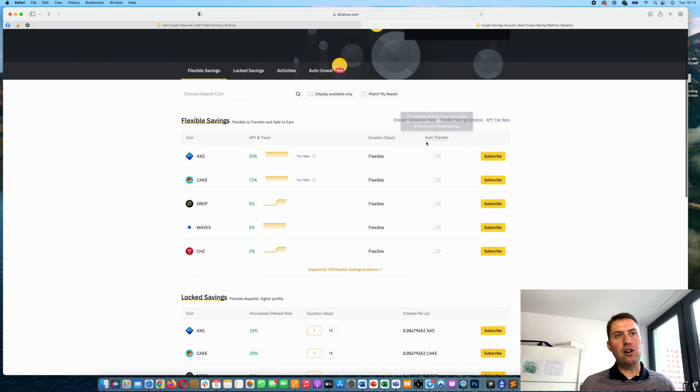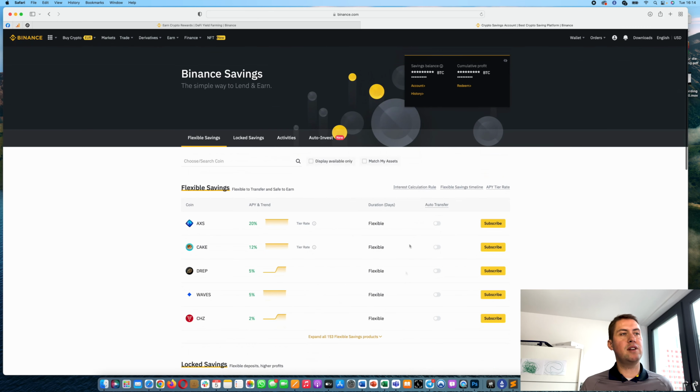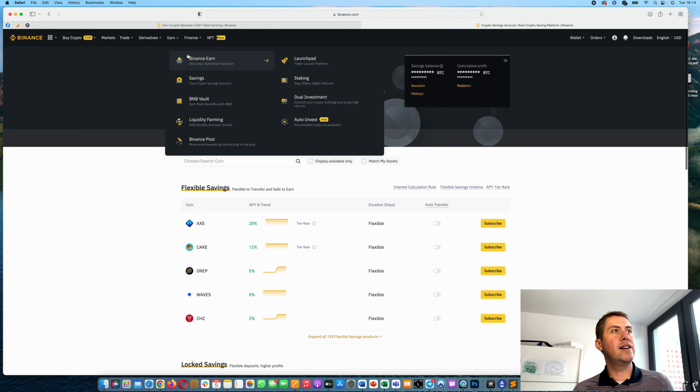And they also have an auto transfer function here. What that basically means is anytime you get some new cake in your spot wallet, it will automatically invest it in flexible savings. That's basically it about savings.